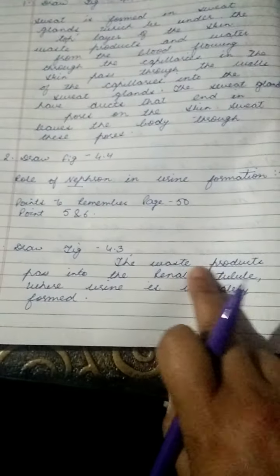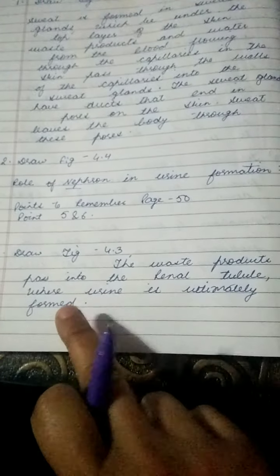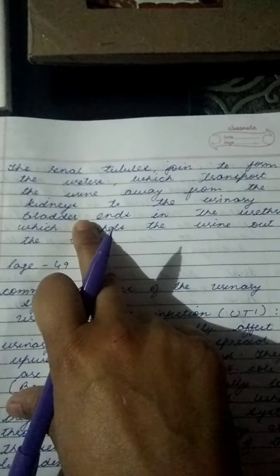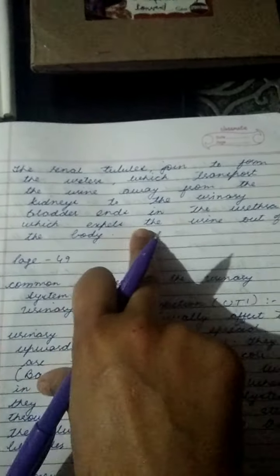The waste product passes into the renal tubule where urine is ultimately formed. The renal tubules join to form the ureter, which transports the urine away from the kidney to the urinary bladder, and then the urethra, which expels the urine out of the body.